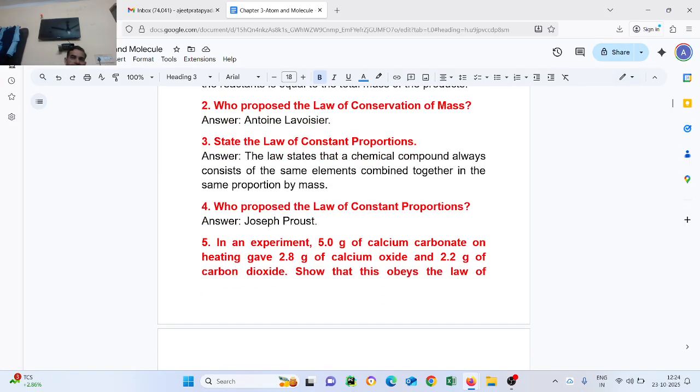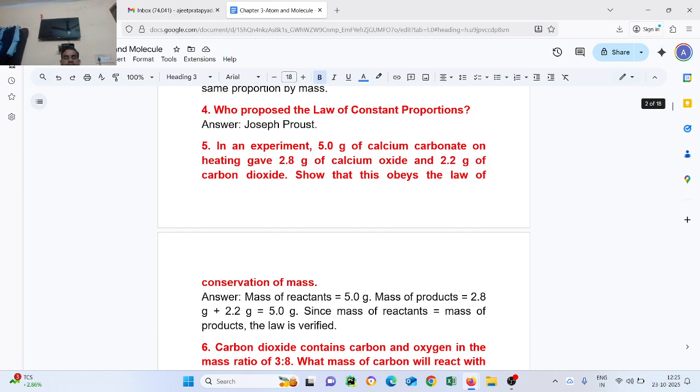Question number 5. In an experiment, 5 gram of calcium carbonate on heating gives 2.8 gram of calcium oxide and 2.2 gram of carbon dioxide. Show that this obeys the law of conservation of mass. For this solution, mass of the reactant should equal mass of the product.